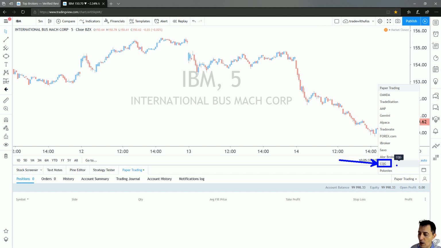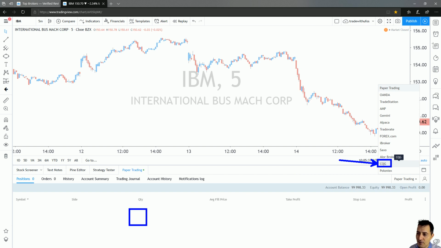And why would you do that? Well, not because you want to use it, though you could certainly use it if you have it, and it's a nice one. But the beauty of having it is that now you can connect to your broker via CQG. So it would be something like that.